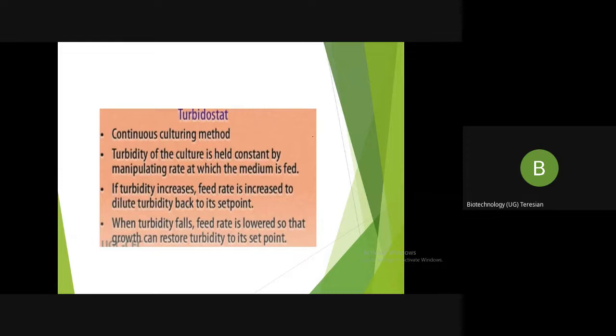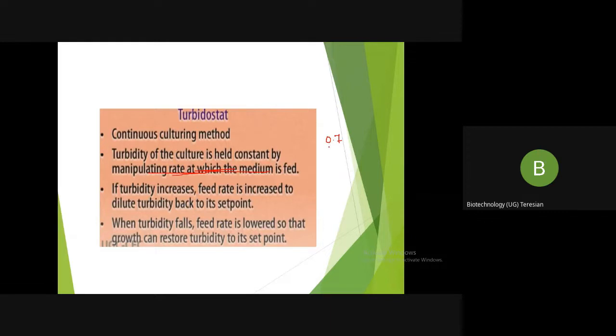Suppose, how will I measure the turbidity? I'll take a small amount of the culture and keep it in the spectrophotometer. For example, the spectrophotometer gave me a reading of 0.7. That is the optimum that I want. So the turbidity of the culture is held constant by manipulating the rate at which the media is fed. So here we are manipulating what? The rate at which the media is fed.